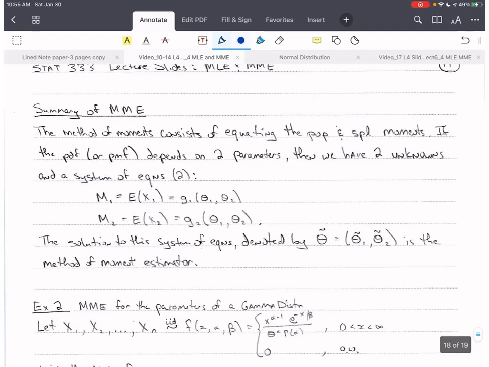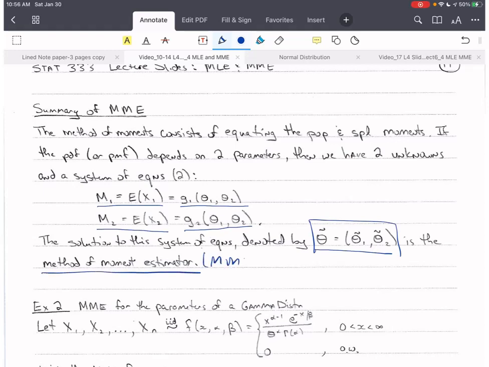So again, the method of moments consists of equating the population and the sample moments to each other. If the PDF or PMF depends on two parameters, then we have two unknowns and a system of equations. In other words, m sub 1 equals E of X, m sub 2 equals E of X squared, and these are g1 of theta 1, theta 2 and g2 of theta 1, theta 2. The solution to this system of equations is the vector theta tilde 1 and theta tilde 2, and this solution is the method of moments estimator, or MME.